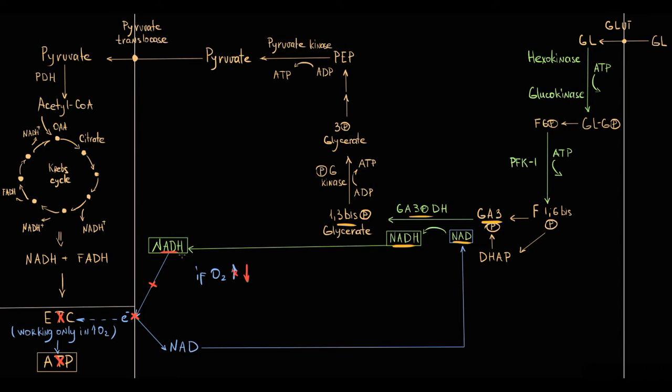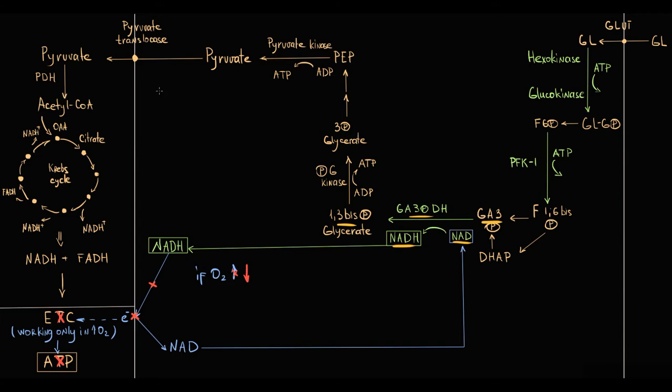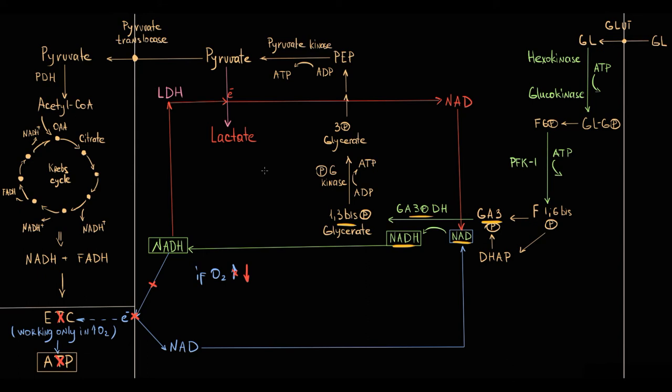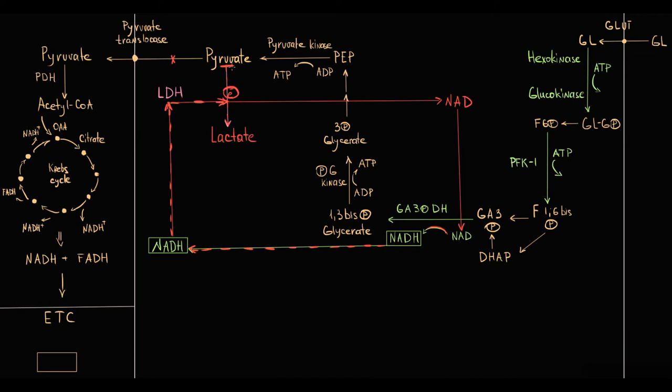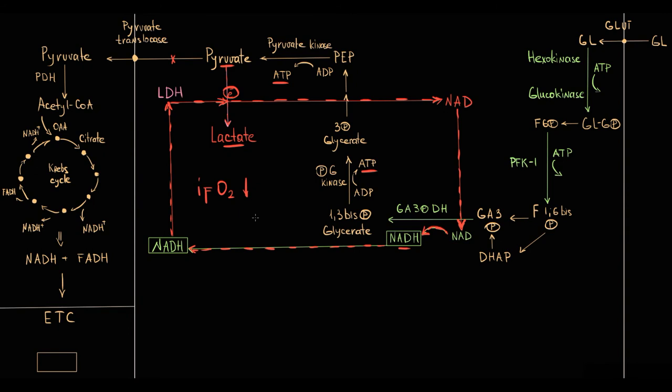And the solution here is lactate dehydrogenase. NADH with the help of lactate dehydrogenase donates electrons to pyruvate. As a result, NADH is converted back to NAD and pyruvate is converted into lactate. And now glyceraldehyde-3-phosphate dehydrogenase at least can convert glyceraldehyde-3-phosphate into 1,3-bisphosphoglycerate. So in normal conditions, this electron donation to pyruvate with formation of lactate is an adaptive response that basically maintains activity of glycolysis and permits generating ATP molecules in anaerobic conditions, because it's the only way a normal cell can generate energy without oxygen.